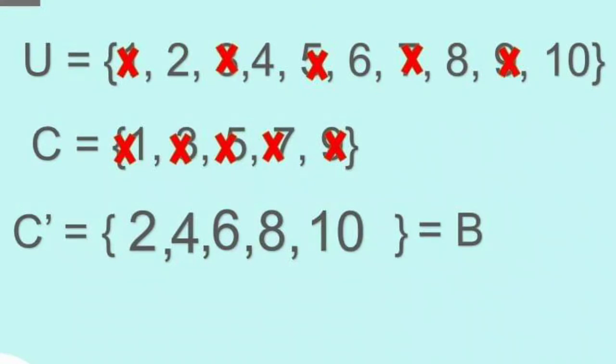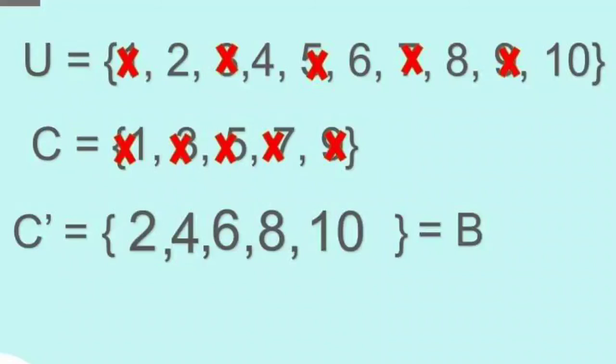Complement of C. These are the elements that we cannot see in set C, but we can see in the universal set. What are those elements? 2, 4, 6, 8, and 10.